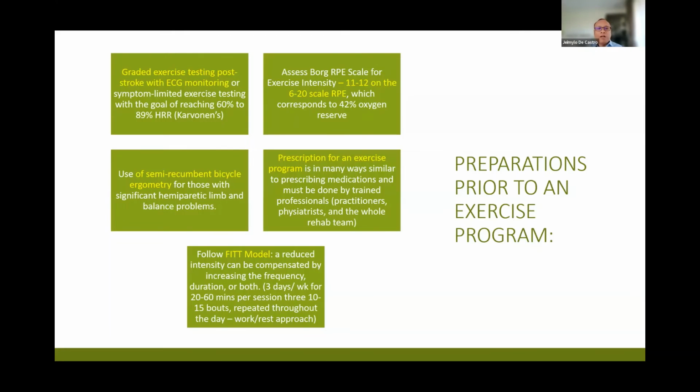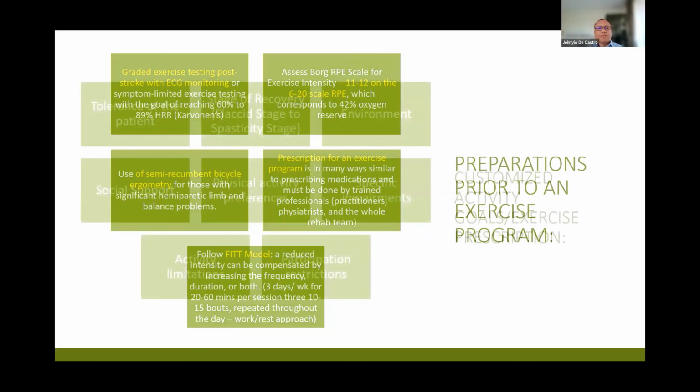And of course, you follow the FIT model. Since the intensity is lower, then you can compensate the intensity by increasing the what? The frequency and the time, or the duration. So increase the frequency, and then instead of 3 times a week, you can do 4 times a week or 5 times a week. And the duration should be longer, maybe about 40 minutes instead of the 20 minutes. And then of course, there should be rest in between.